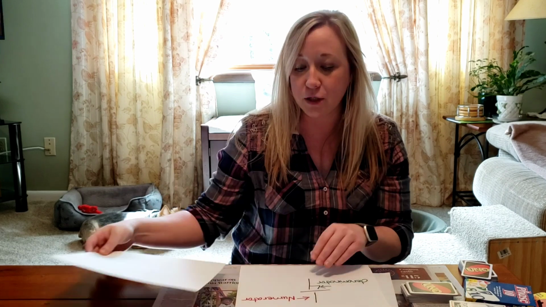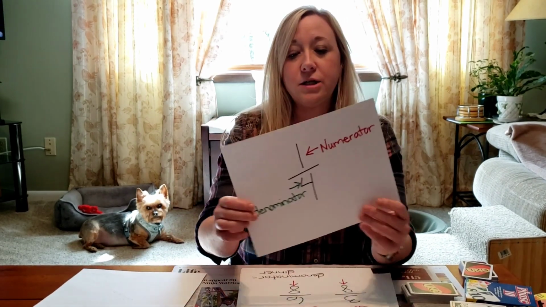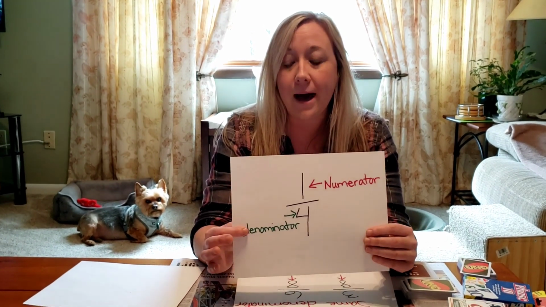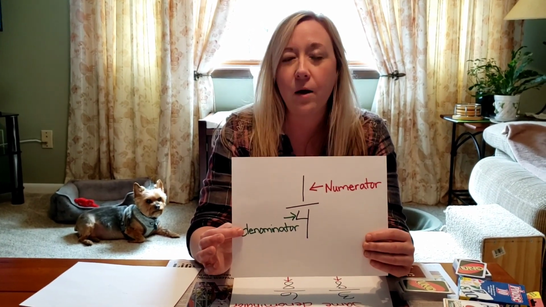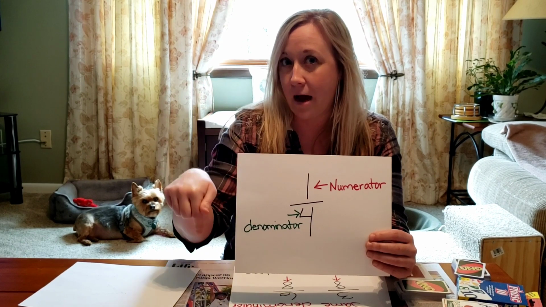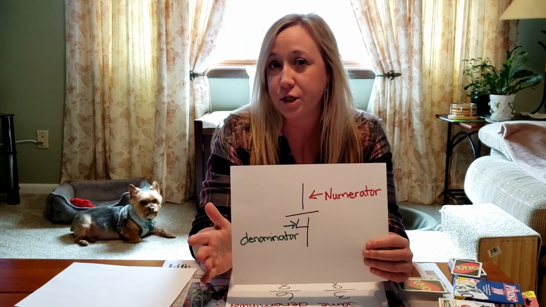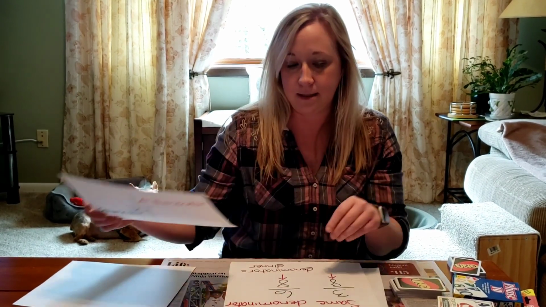When we compare fractions, we are looking at a fraction that looks like this. The top number is the numerator. The bottom number is the denominator. I always think of denominator down, so that number is always on the bottom. So there's a couple different ways that when we compare fractions, we have to look at a couple different things.